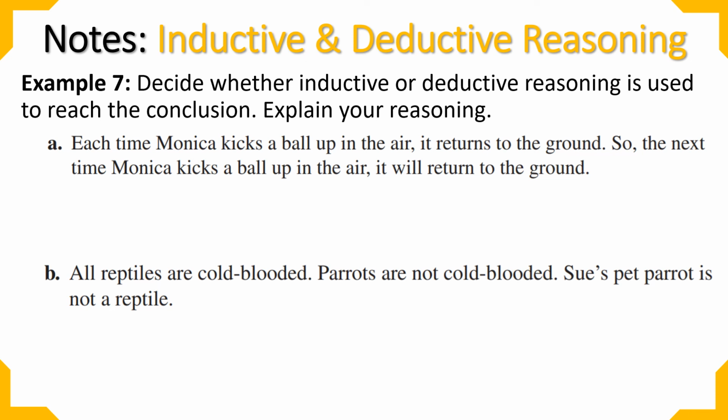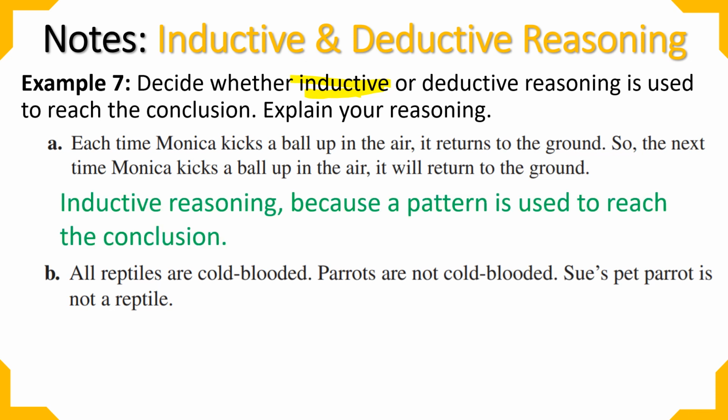Well, if we remember from before, we know that inductive reasoning uses examples, patterns, and observations. And right now, Monica is observing that when she kicks the ball, it does return to the ground. So this is an example of inductive reasoning because a pattern is used to reach the conclusion.